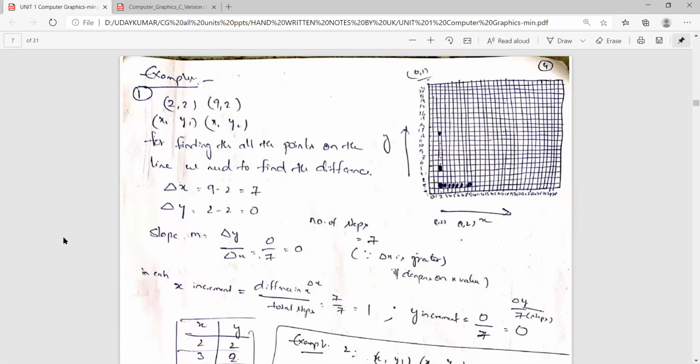For finding all the points on the line, we need to find the difference. So what is this algorithm name? DDA algorithm, digital differential analyzer. First, we have to draw the pixel scale at the left side for our better understanding. Let us consider that these are the pixels, a computer display screen having a number of pixels. It starts from 0.